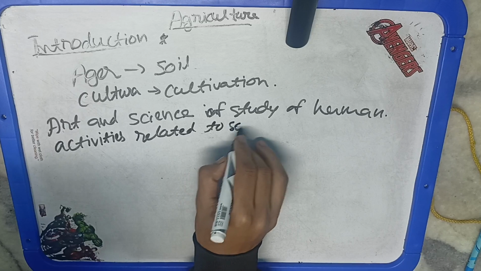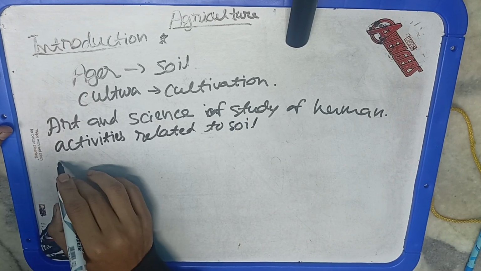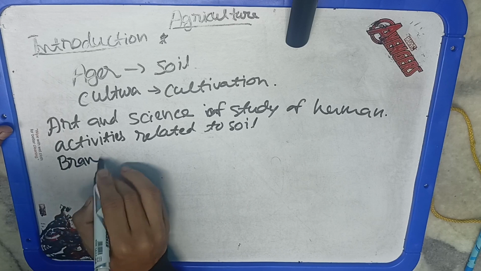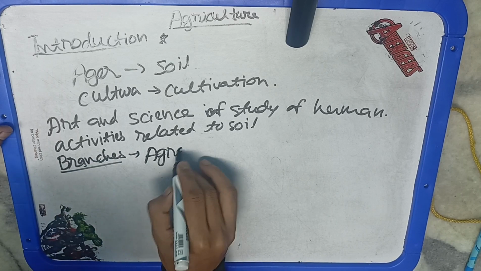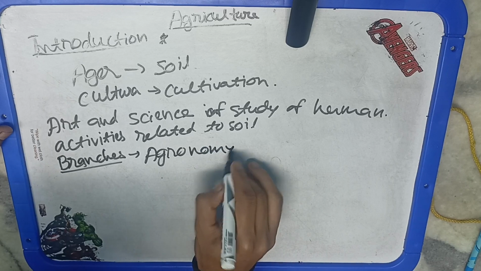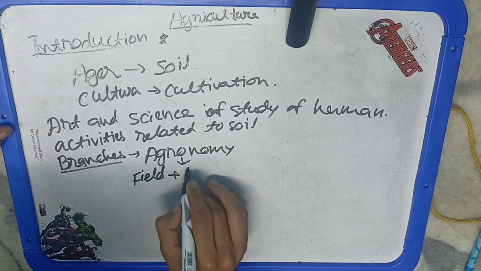Now, branches of agriculture. There are so many branches of agriculture, like agronomy. Agriculture is a major subject, and now we are studying the various subheadings, or subtypes. Agronomy is basically field management. When we are interested in studying field management: in agriculture we were saying it is soil cultivation, and in agronomy we are saying it is field management.